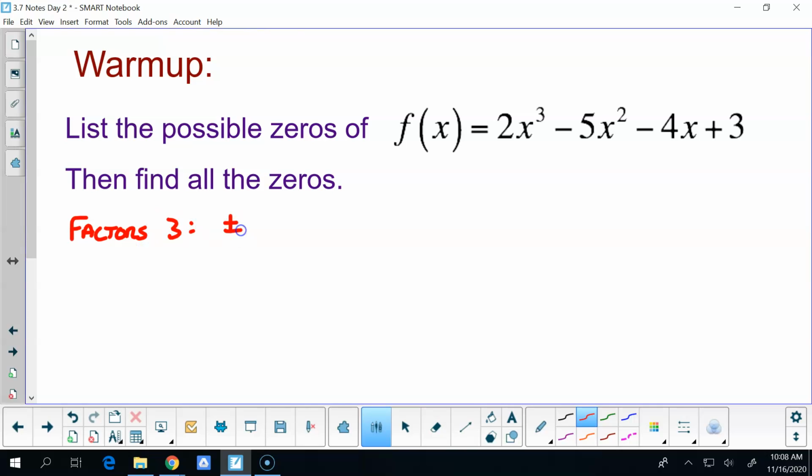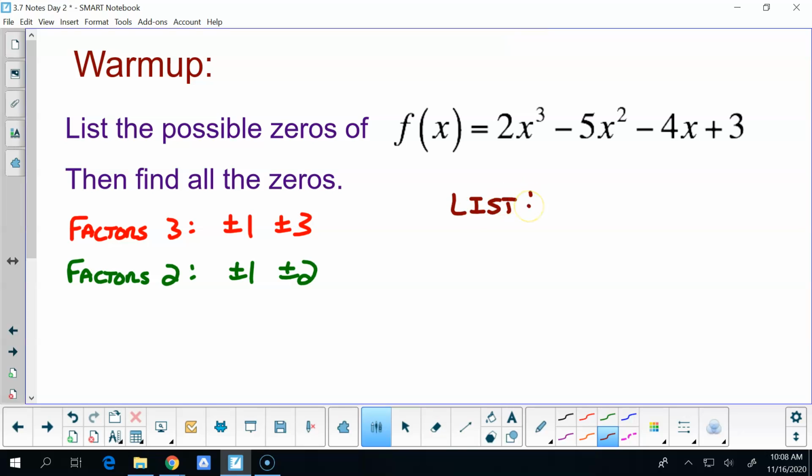Factors of 3: 1 and 3. Factors of 2: 1 and 2. So my list of all possible rational zeros would be plus or minus 1, plus or minus 3, plus or minus 1/2, plus or minus 3/2. That would be my list.